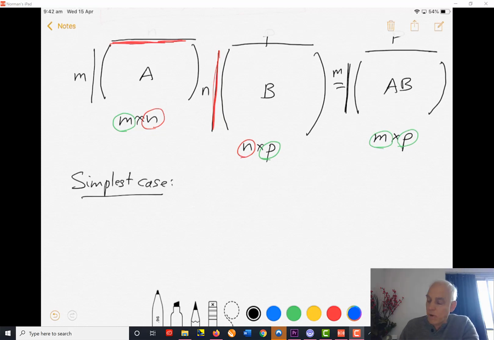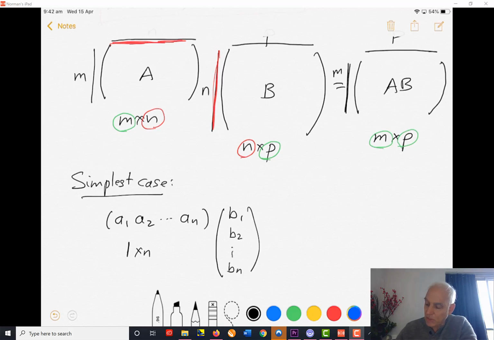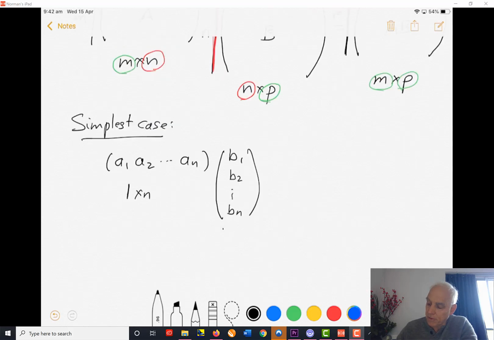The simplest case is when we have a row vector times a column vector. Let's say A1, A2 up to An. That's going to be a matrix with one row and n columns. And we're going to multiply it by another vector, B1, B2 to Bn, which is something with n rows and one column. Okay, so this is allowed because that n and that n are the same.